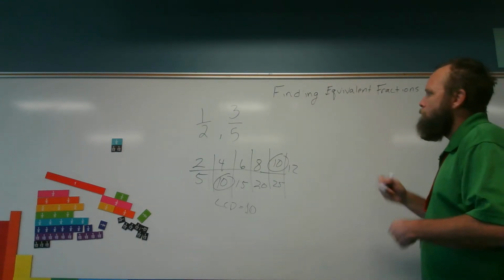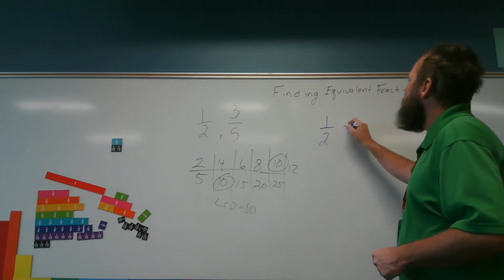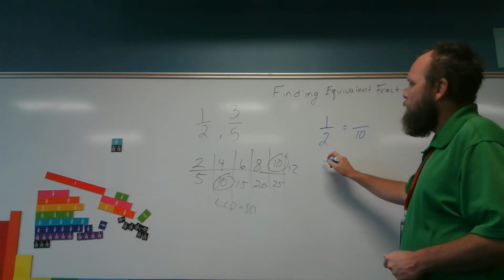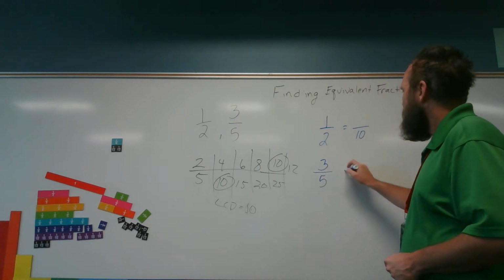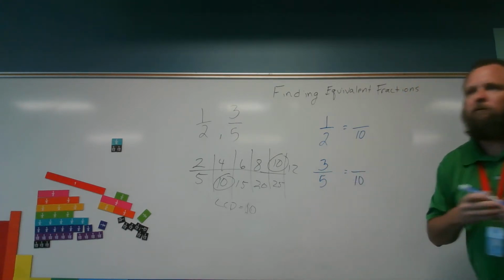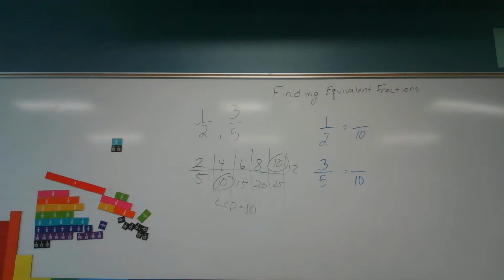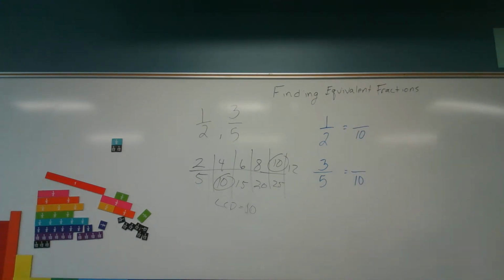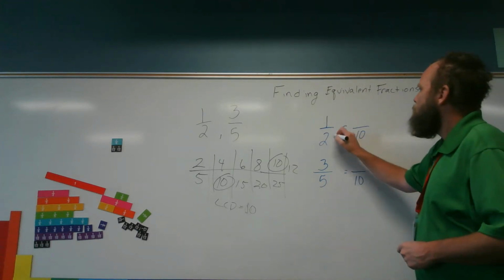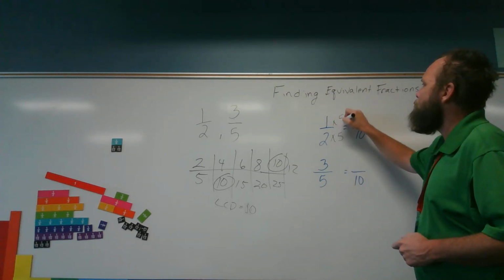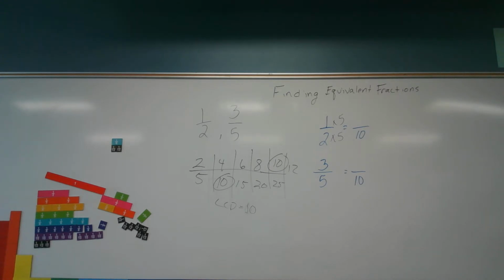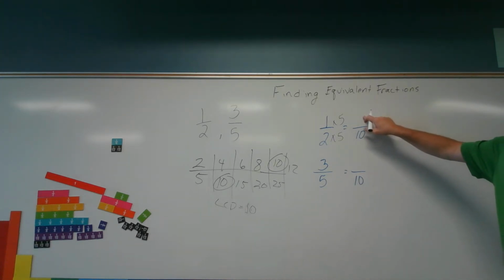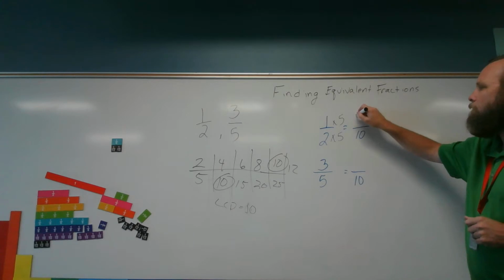So I need to change 1/2 into something over 10. Need to change 3/5 into something over 10. Jabril, what do I multiply by here to make sure I get 10? 5. So if I multiply my denominator by 5, I must also multiply my numerator by 5. Jabril, what is my new numerator? 5.